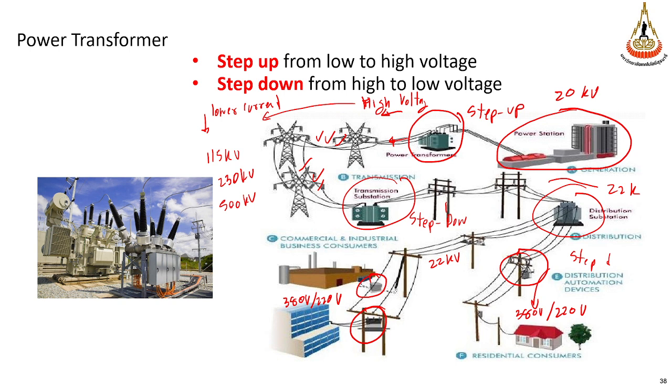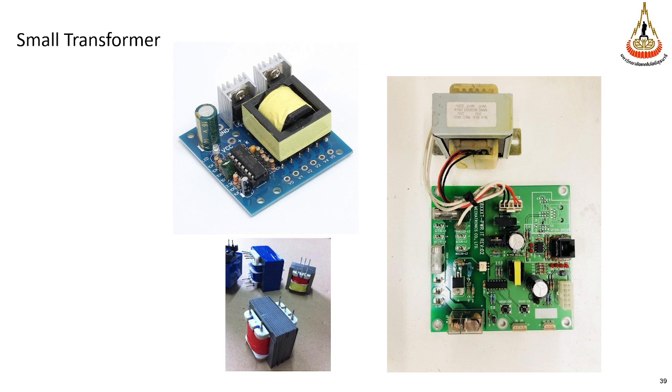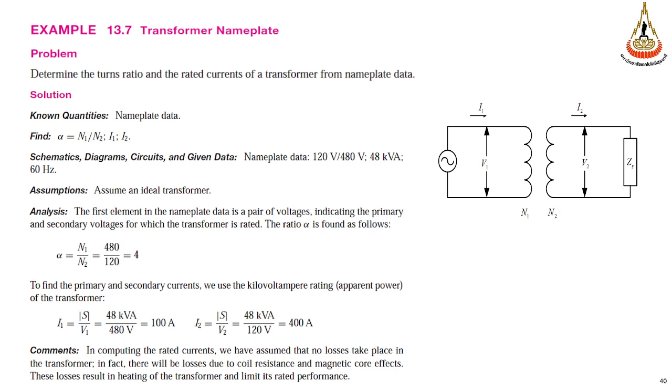But what I show you is very, very small one, right? Maybe we use in power supply. So if you put 220 volt in primary side, you will get 15 volt in secondary side, okay, for transformer. Okay, for small transformer, right, we use in many circuit like this, right? Those transformer we use in many circuit like this, in the circuit.